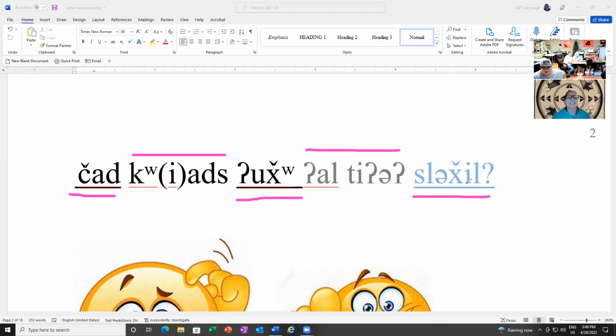Chad quads altia slachel. Chad quads altia slachel. Dial it hot. You don't have to say it correctly. You could say Chad quads altia slachel, right? I will know what you're talking about. I will know what you're referring to. The point is, you need to learn how to use the language. So long as you're using the language, I love it. All right.